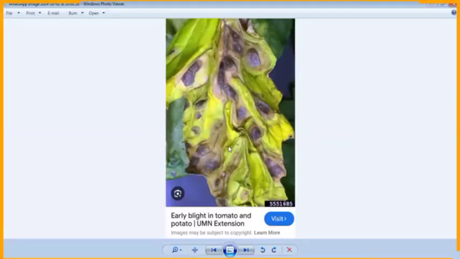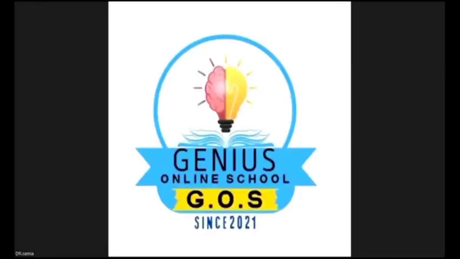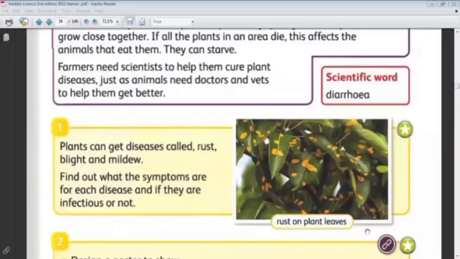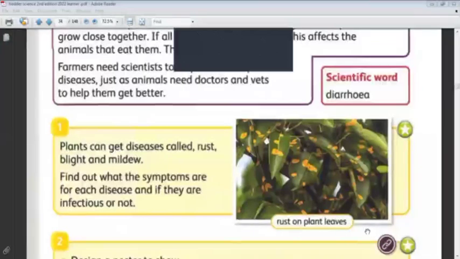So now you know the diseases of the plant, the 3 diseases that infect some plants and cause some symptoms to these plants and make them ill, and these diseases are infectious, so they can spread from one plant to another.